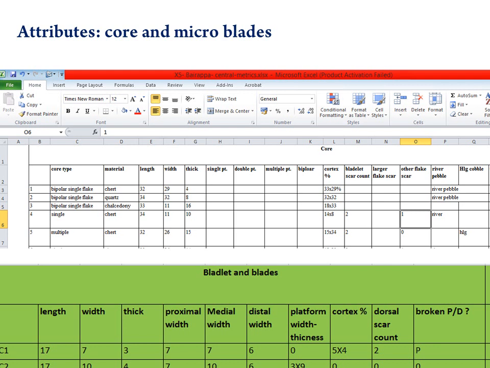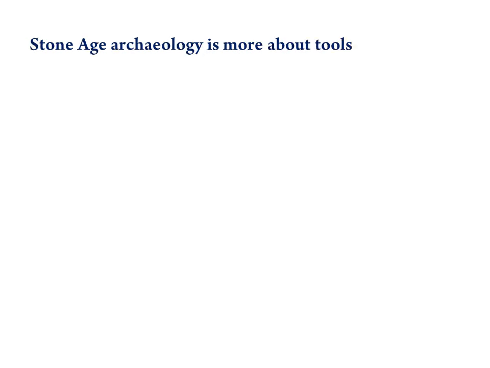So these features can also be adopted to the blades and bladelets analysis. So predominantly the length, width, thickness of the blade, what is the proximal width, medial width and distal width, what is the platform width of the platform that is found on the tool, cortex percentage, how many flake scars are there on the tools, that is the dorsal count, whether the tool is intact or broken. So therefore all these attributes are very important for understanding the stone tools, for better understanding of the prehistoric cultures in Indian subcontinent.